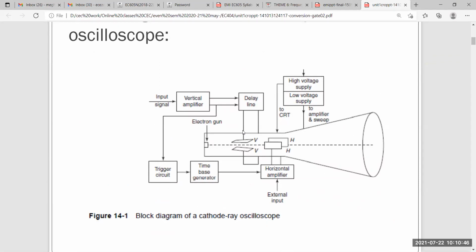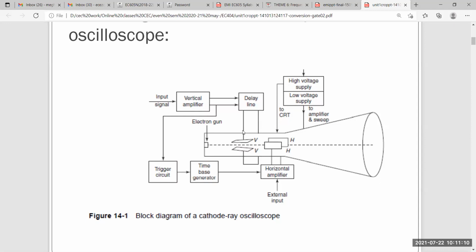Here you can see that the vertical amplifier is connected to the vertical plate, and the horizontal amplifier is connected to the horizontal plate. Next, you have a time-base generator and a trigger circuit. You can see the electron gun here. So this is the overall circuit of a CRO.